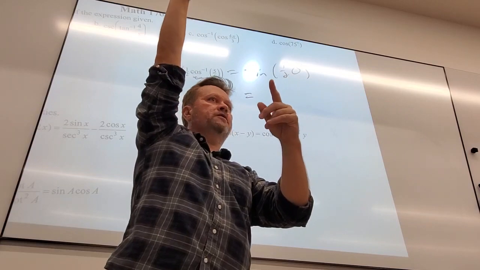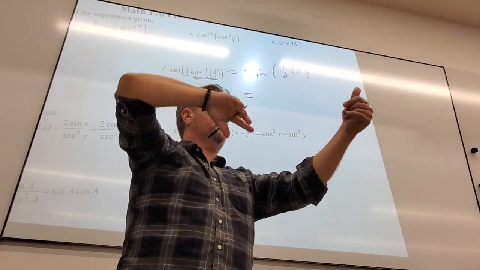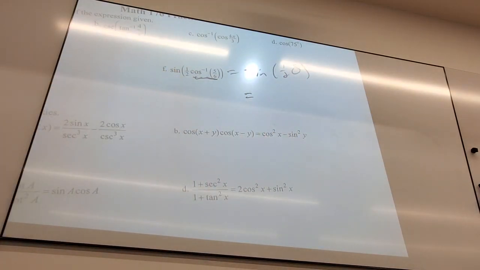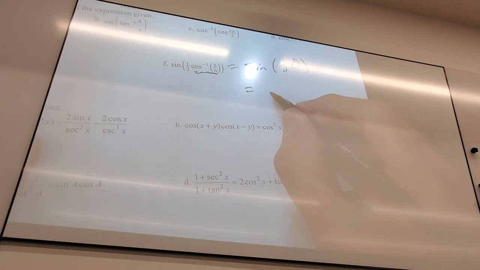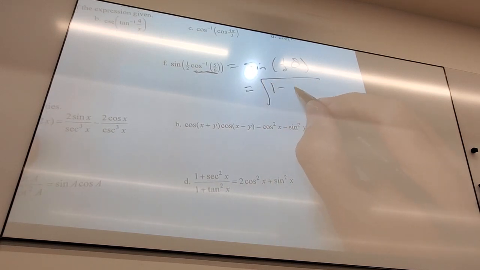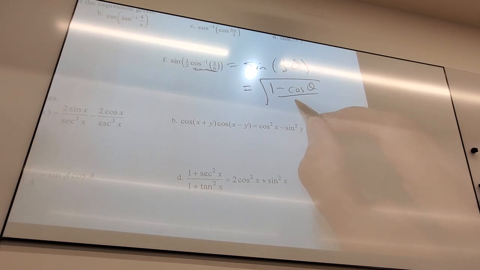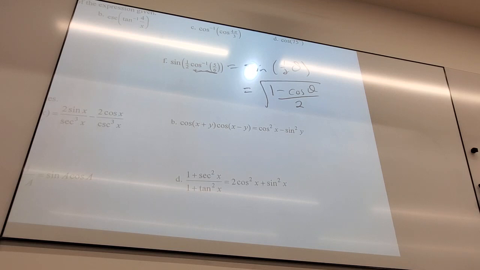Positive in first and second quadrant, right? So I know I'm going to pick the positive, because I know the angle I'm talking about is positive. Square root of 1 minus cosine theta over 2.